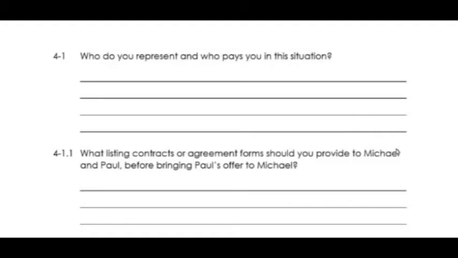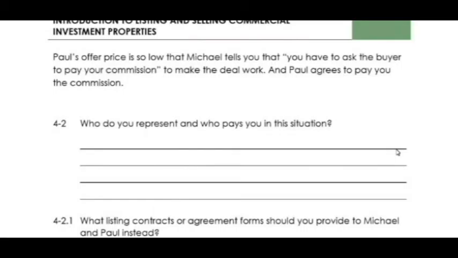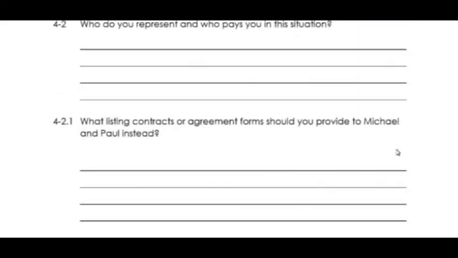4-1.1, what listing contracts or agreement forms should you provide to Michael and Paul before bringing Paul's offer to Michael? Paul's offer price is so low that Michael tells you that you have to ask the buyer to pay your commission to make the deal work. And Paul agrees to pay you the commission. 4-2, who do you represent and who pays you in this situation? 4-2.1, what listing contracts or agreement forms should you provide to Michael and Paul instead?